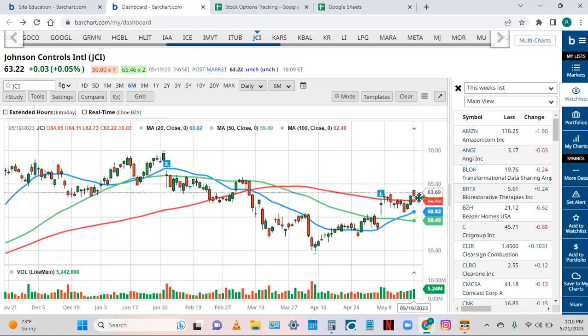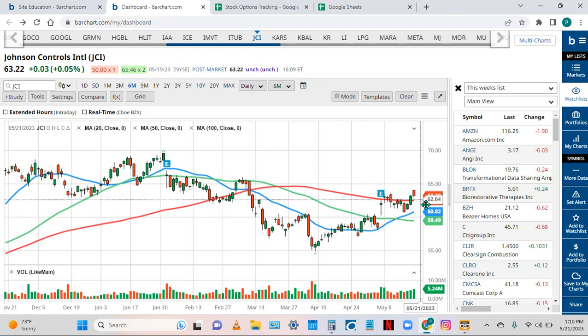Purchase above this high bar here, over 64 and a quarter maybe, could be a decent entry, but watch it. If it starts selling off early in the week, I would stay away.